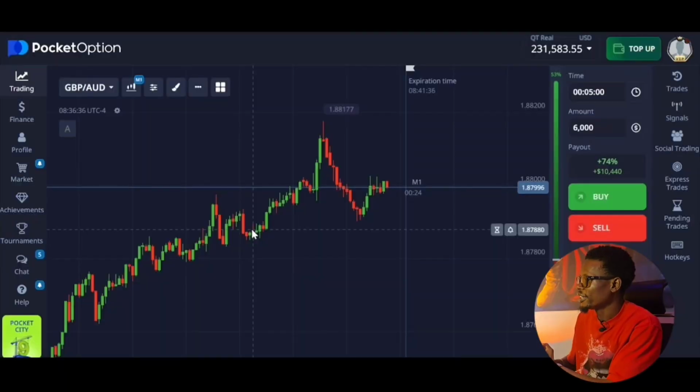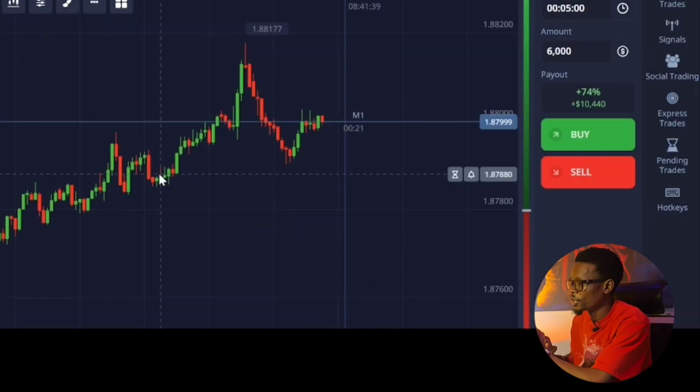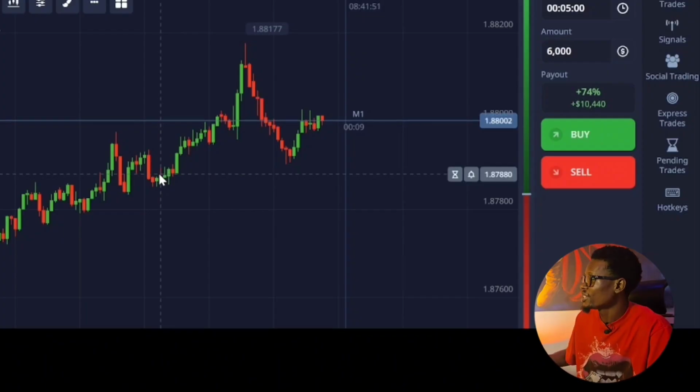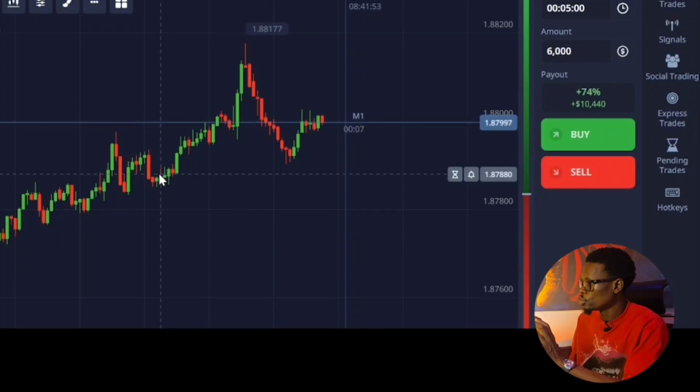So let us get started. First things first, how are we going to trade this very simple strategy? What we have right here is GBP AUD. This is not the OTC market. For those of you who have been asking me questions like, is your strategy only suitable for the OTC market? This is not the case. The strategy is suitable for every market you want to trade. So this video is going to be a typical example of that.